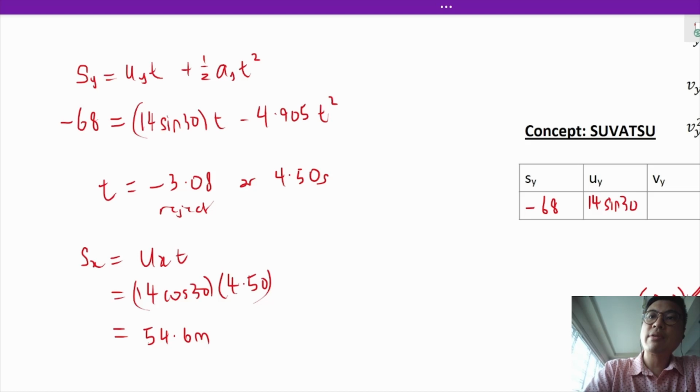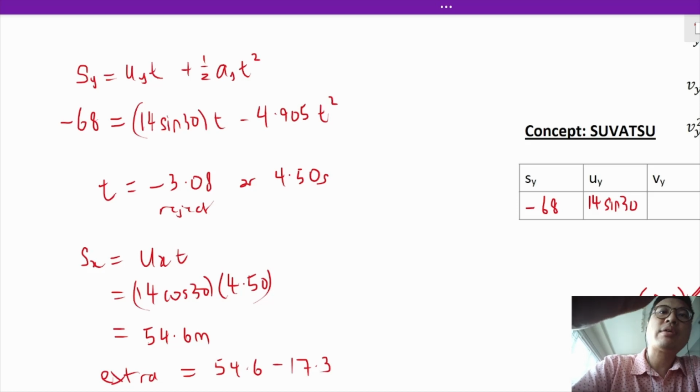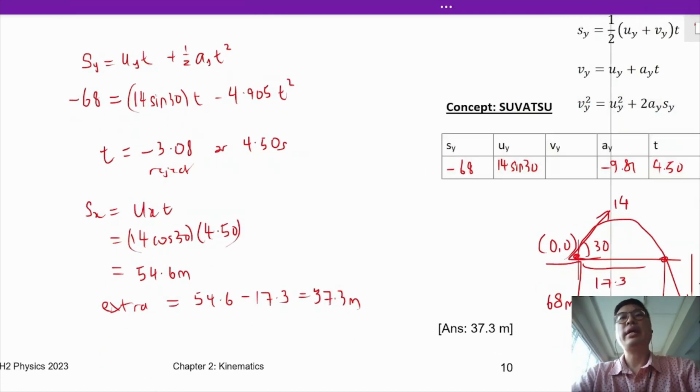So what is the extra distance traveled? The extra distance traveled, meaning this distance over here, will be 54.6 minus 17.3, which is 37.3 meters. So this extra distance traveled over here will be 37.3 meters. And that is the end of this part.